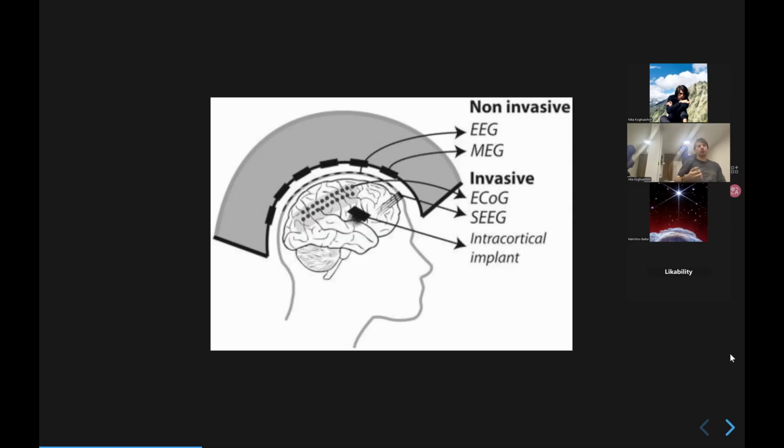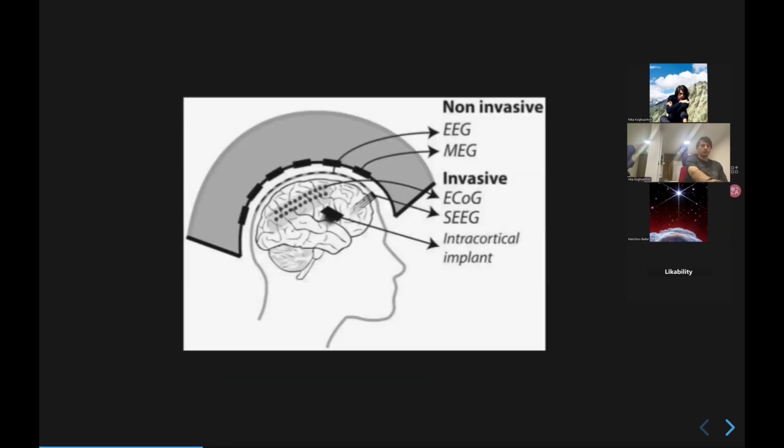Generally, of course, the less invasive the better, because it's more comfortable, with less risk of infection or whatever, and easier to remove if you don't want it anymore. And it just doesn't require as much legal approval. But more invasive means more direct, closer to the actual source of signal. So less noise, less problem.